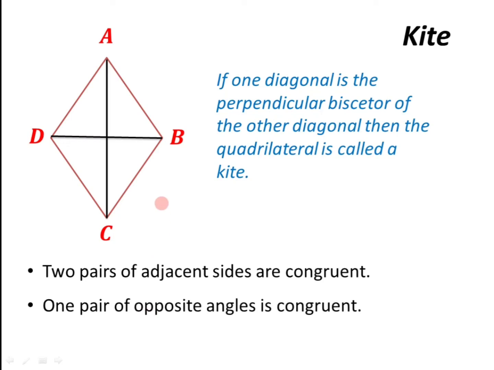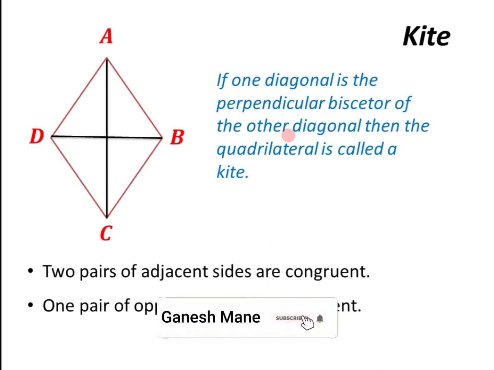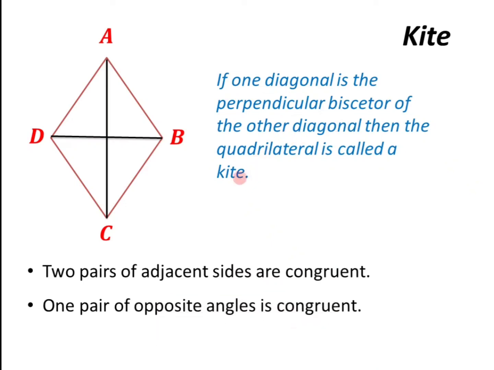Another property of a kite is that one pair of opposite angles is also congruent, and we have defined a kite as, if one diagonal is the perpendicular bisector of the other, then the quadrilateral is called a kite. So suppose here diagonal AC is the perpendicular bisector of diagonal BD, then in that case the angle between them is a right angle, and these two smaller segments are congruent. Then we say that diagonal AC is the perpendicular bisector of diagonal BD. So this quadrilateral is called a kite.